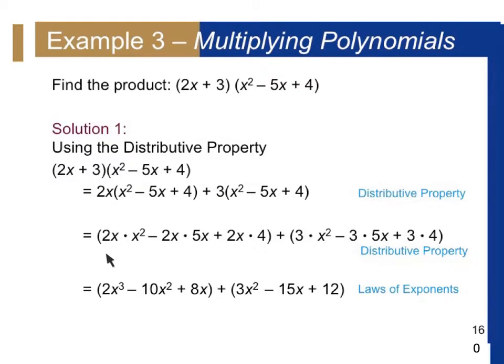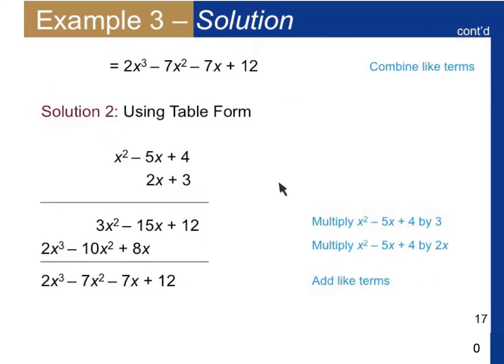So that gives us 2x cubed minus 10x squared plus 8x, and then 3x squared minus 15x plus 12. And then we combine like terms, we'll get 2x cubed minus 7x squared minus 7x plus 12. So that would be our final answer there. Another way to do this is to use table form.